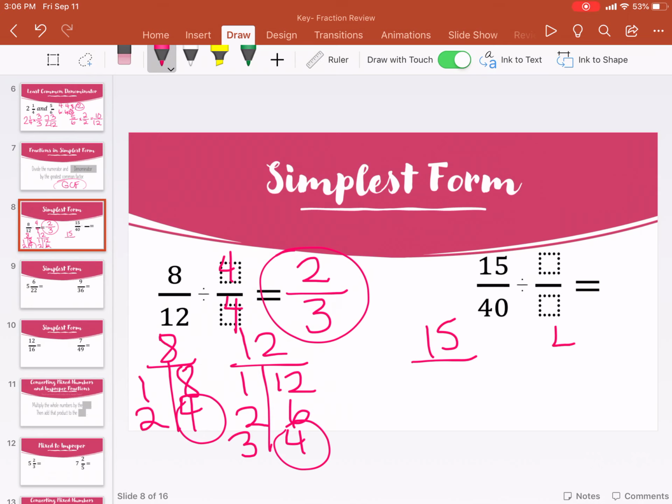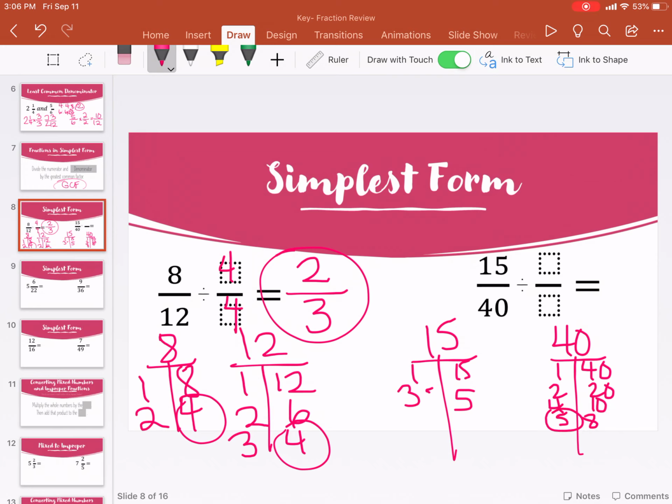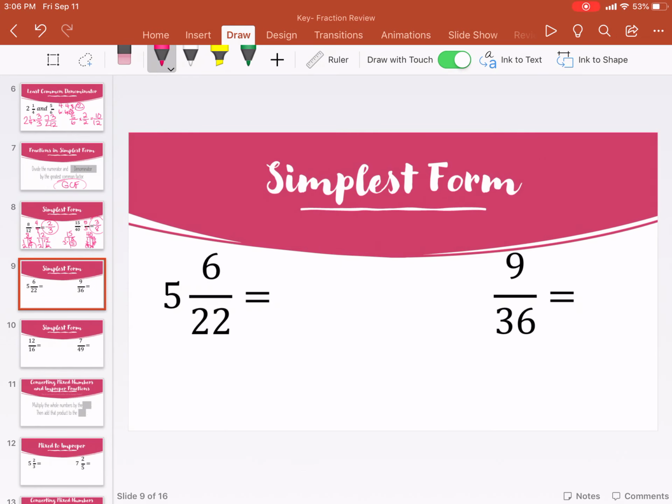Here we go. 15 and 40. 1 and 15, 3 and 5, 1 and 40, 2 and 20, 4 and 10, 5 and 8. GCF is 5. So 15 divided by 5 is 3. 40 divided by 5 is 8. Simplified is 3/8. Okay, I want you to try these two on your own and then come back and check it. So I hope you tried it on your own. Here we go. Let's do 6 and 22.